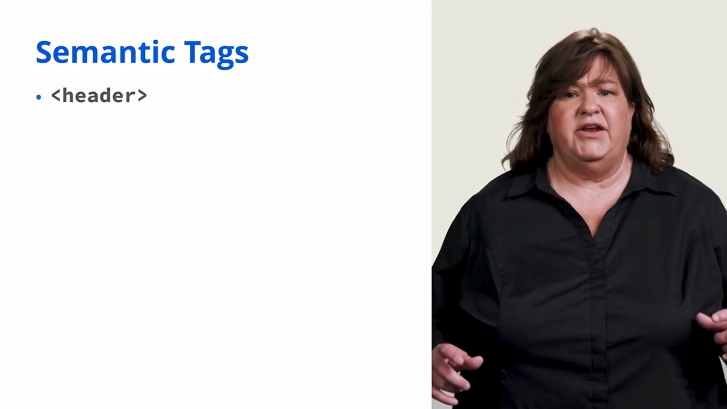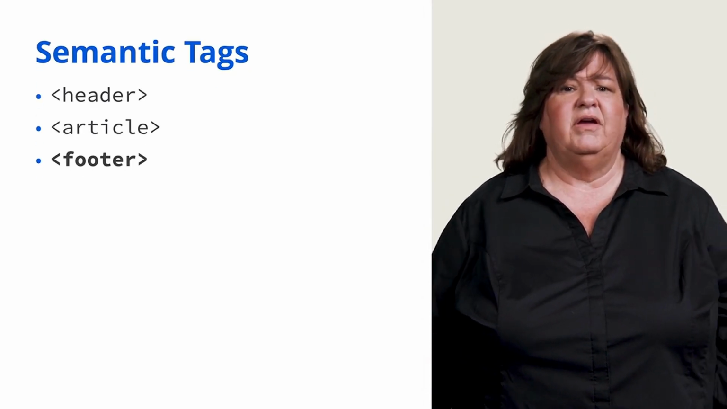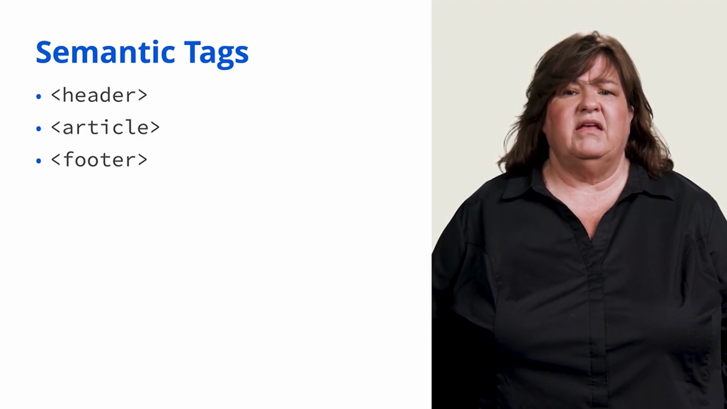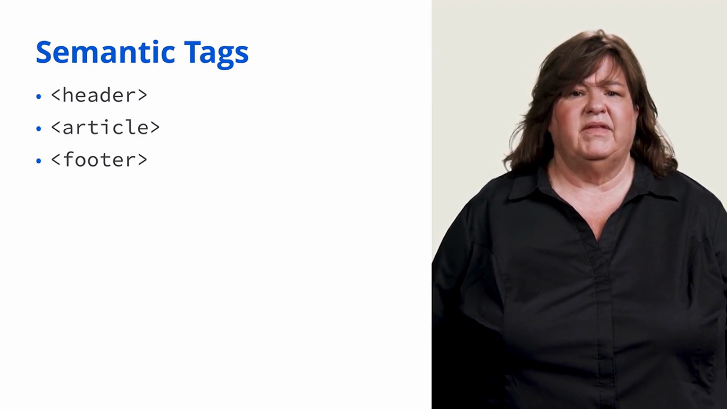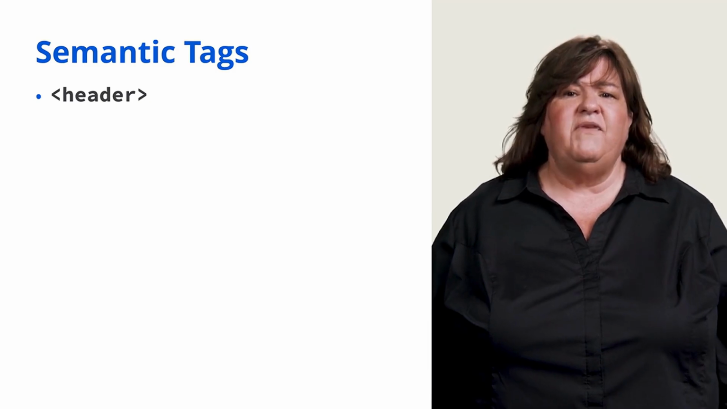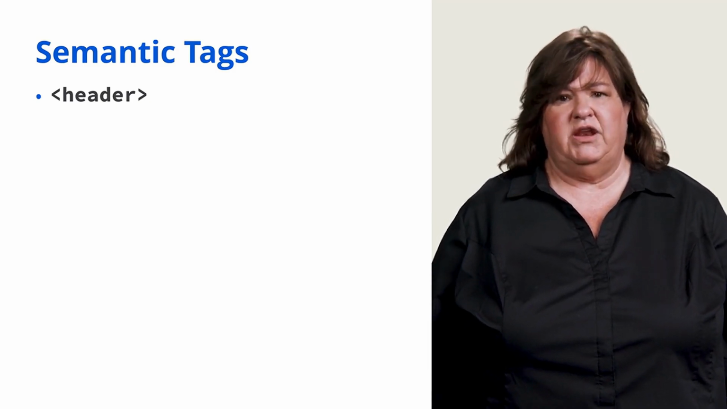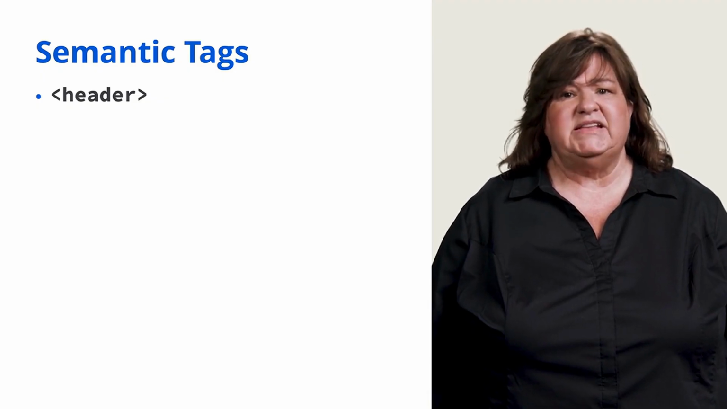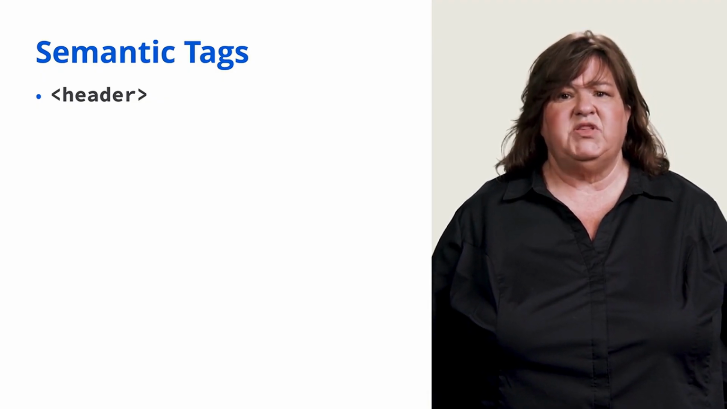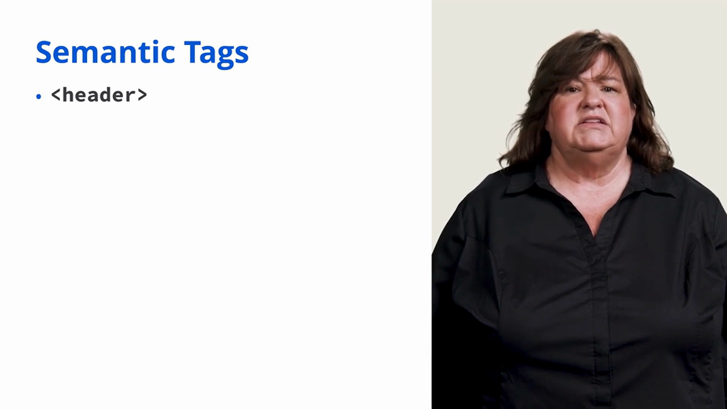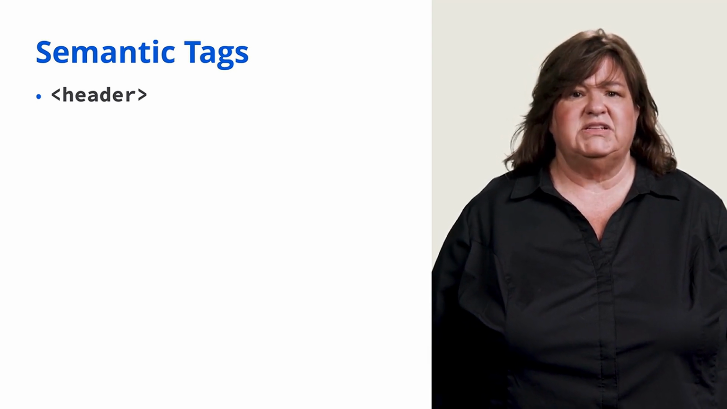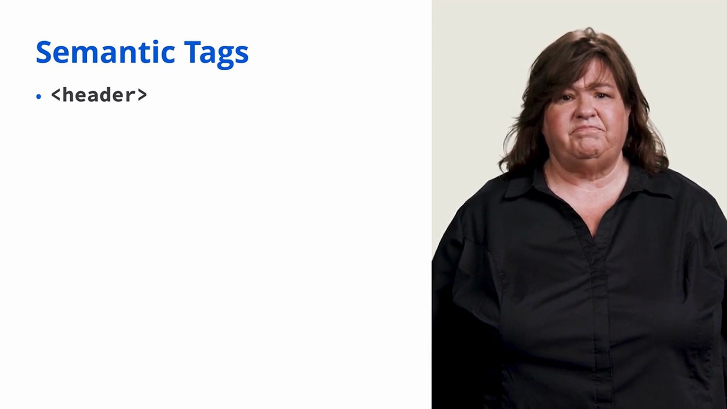Semantic tags like header, article, and footer give specific meaning to different parts of a web page. The header tag defines the introductory section of a web page or a specific section within a page. What makes this tag semantic is that it describes the purpose of the content inside it, telling both users and technologies that this is the header section.